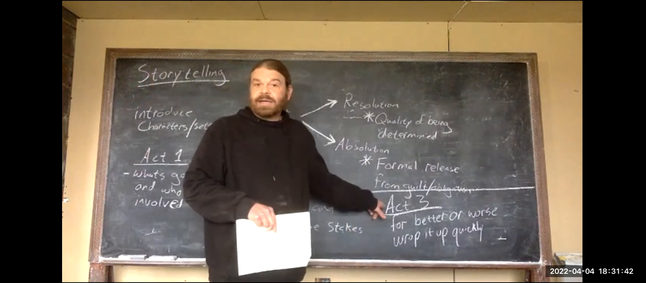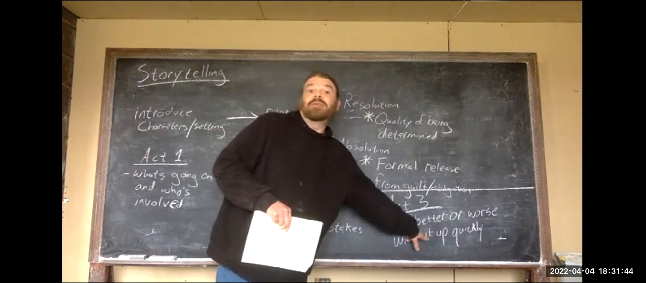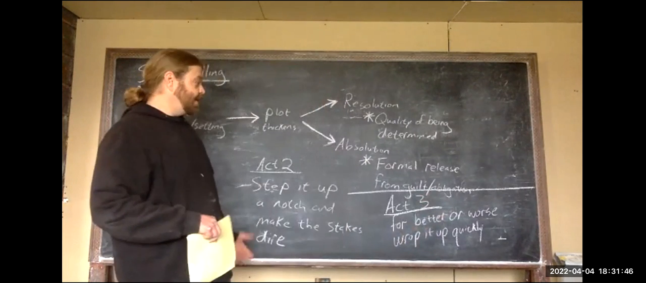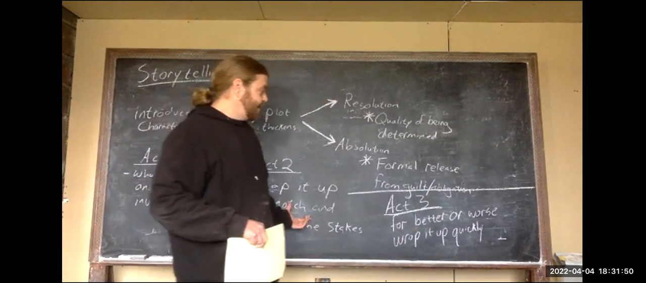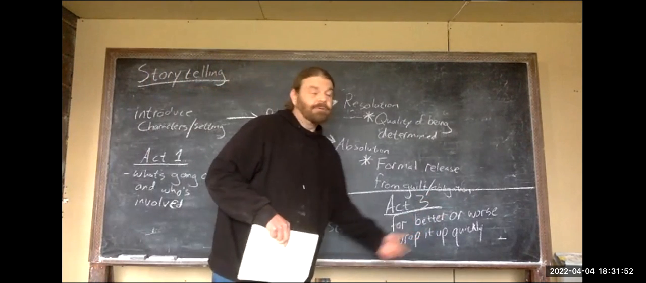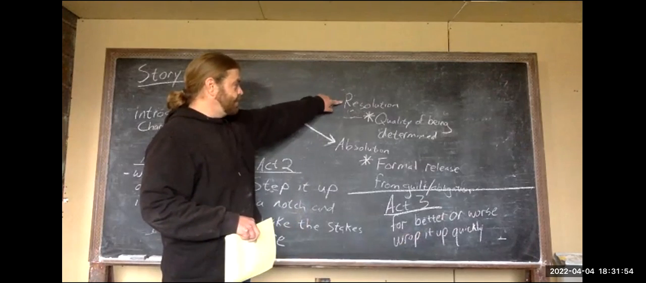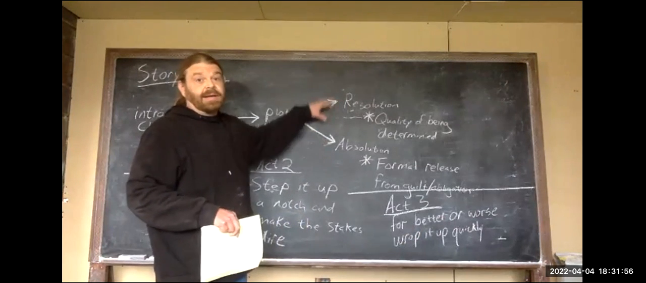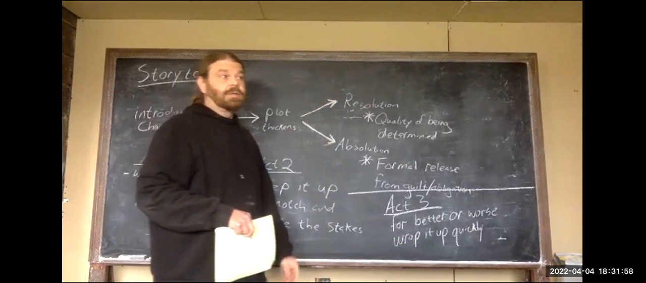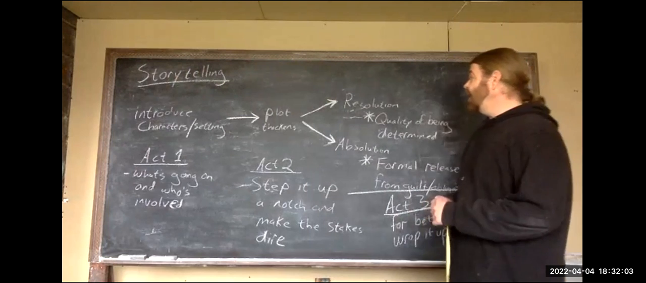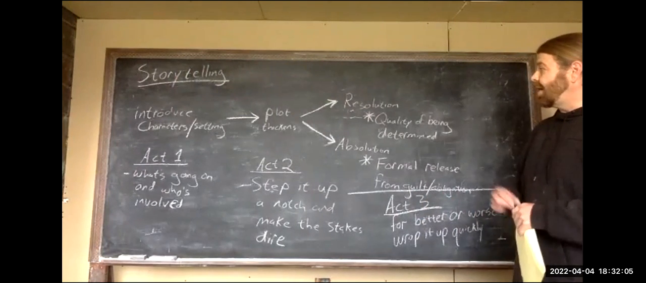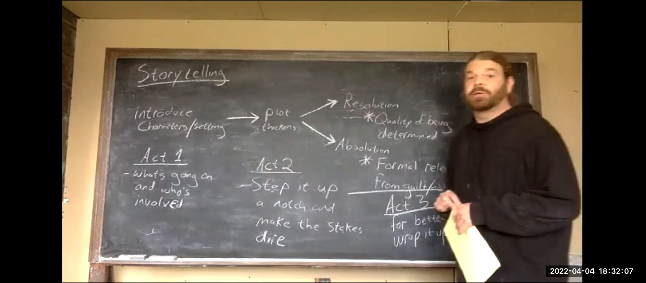Then act 3, no matter how it's going to end, wrap it up quickly. Now that you have the characters and the dire straits you put them into, resolve that, and either resolve or absolve that. Both ways are adequate ways to wrap up a story. And usually the story will obviously lend itself to one or the other.